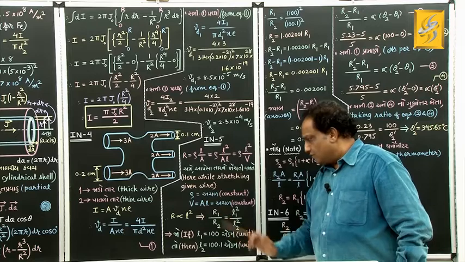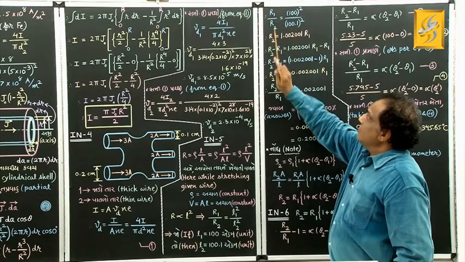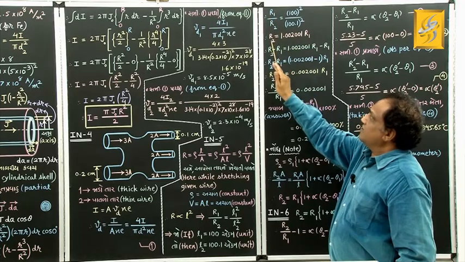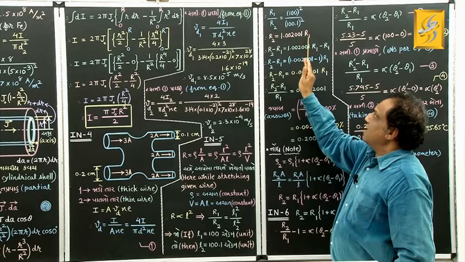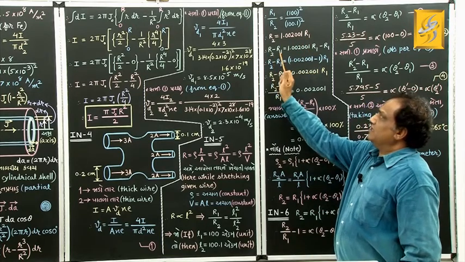Find out R1 upon R2. L1 is 100, L2 is 100.1. Find out R2 in terms of R1 from here. You will get exactly this much: R2 equals 1.002001 R1. Correct?